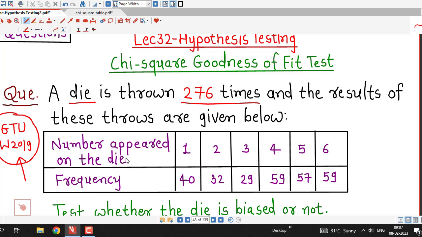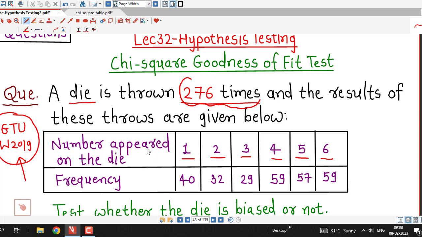Number appeared on the die. We know that there are 6 possibilities, that either 1 turns up, 2 turns up, 3, 4, 5 or 6 turns up. So these are the numbers appeared on the dice. When we are throwing a dice, there are 6 possibilities, that either 1 occurs, 2 occurs, 3, 4, 5 or 6 occurs. And here they are throwing a dice 276 times.